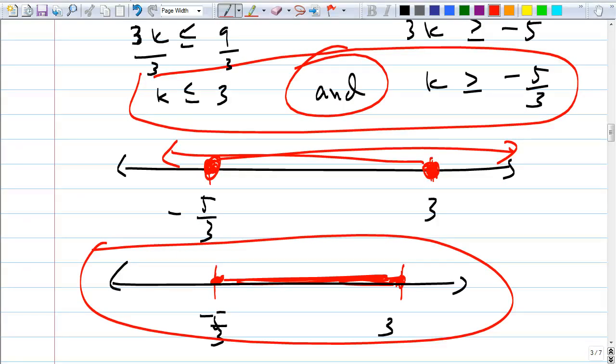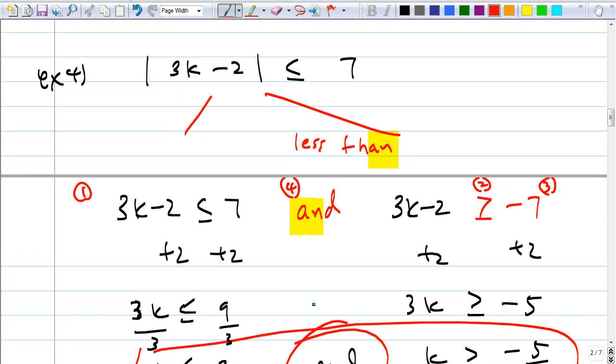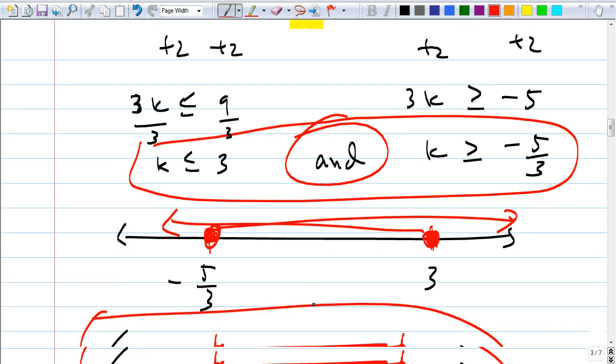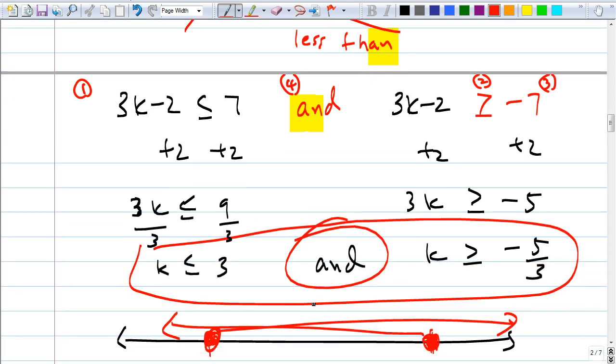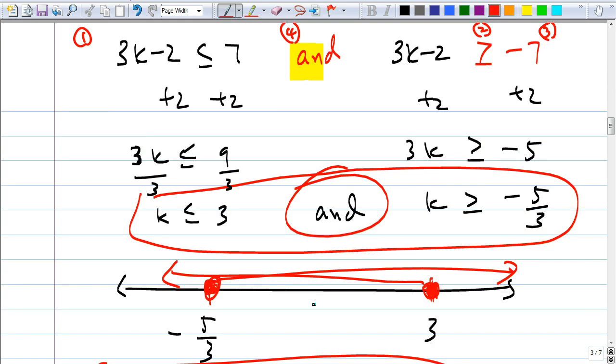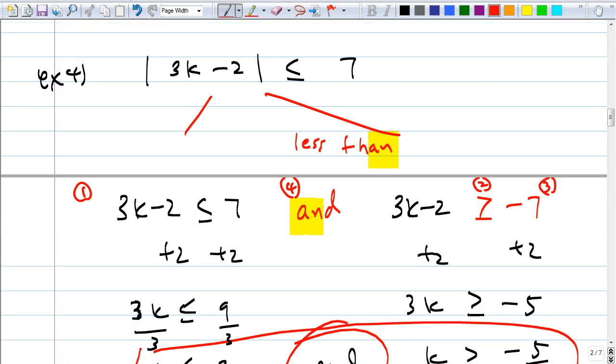Does that make sense? So in other words, if I were to plug in, like, 0 into this absolute value, isn't 0 between negative 5/3 and 3? Yes. Would that be my solution? What about 1? 2? 3? What about 3.1? No. What about negative 2? No. Negative 1? Yes, it's in between. Does that make sense? You could verify.